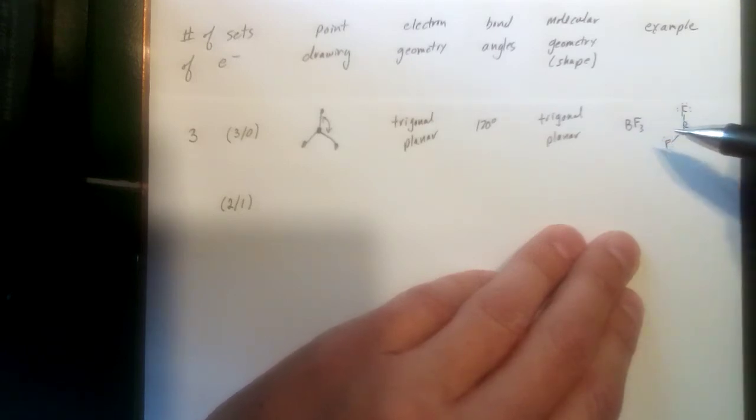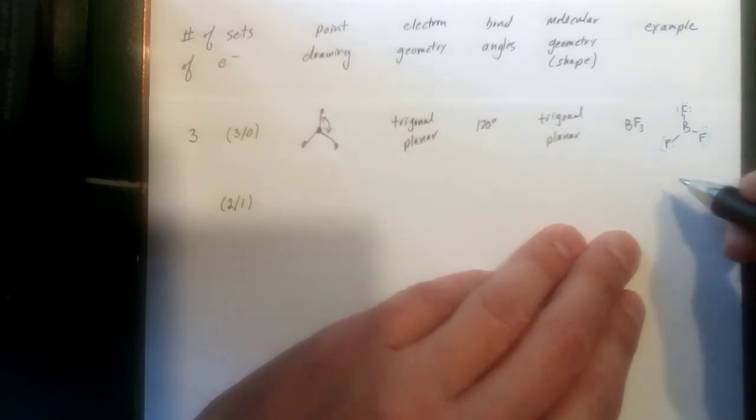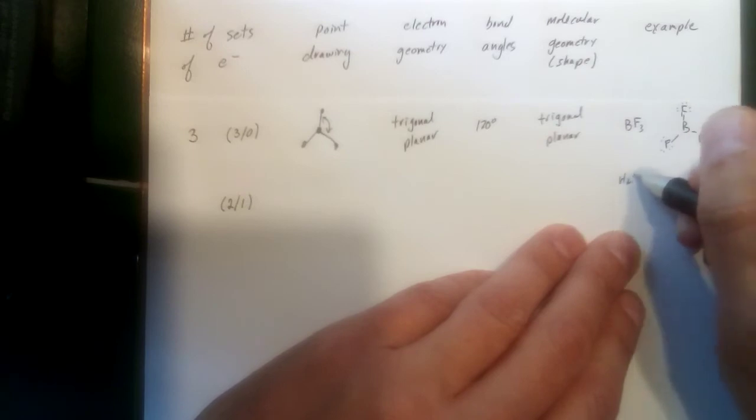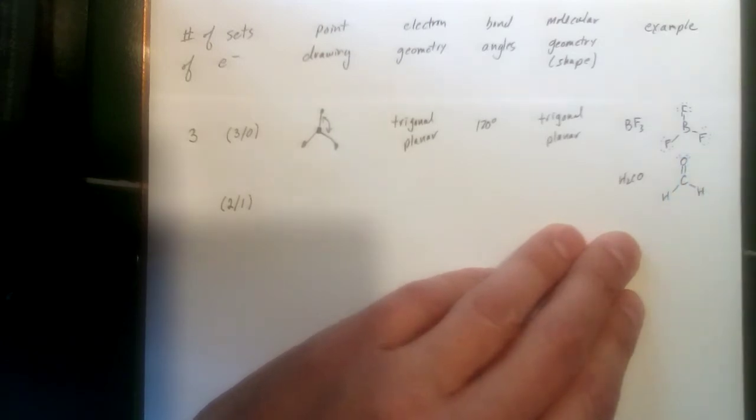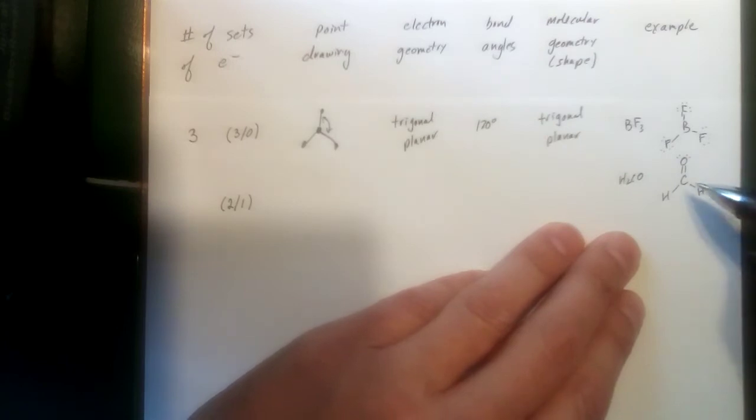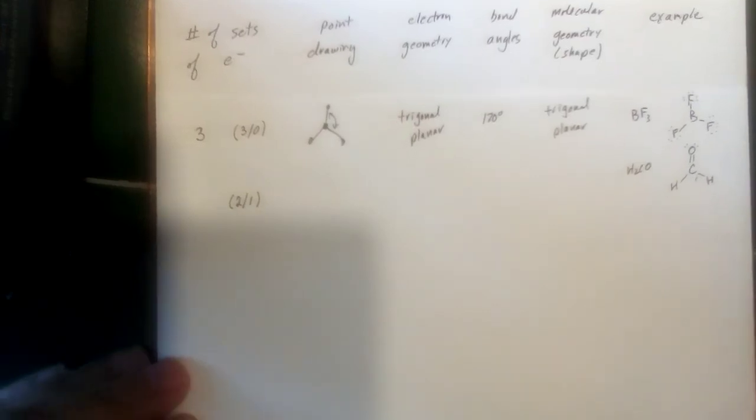You could also end up with a central atom where you have a double bond and 2 single bonds. So something like H2CO, the carbon in the middle would be double bonded to the oxygen, but then have single bonds to the 2 hydrogens, and also 2 lone pairs on the oxygen. So this carbon as well would have 1, 2, 3 sets of electrons. So you'd have your 120-degree bond angles, and you would have a trigonal planar shape for this molecule.